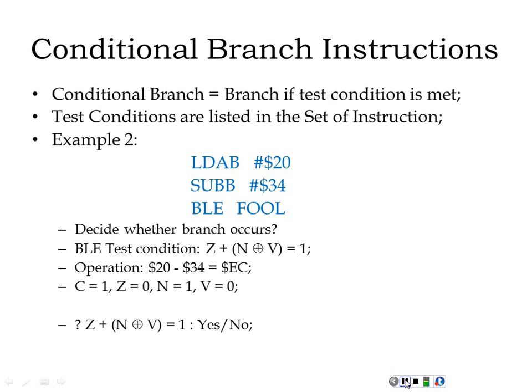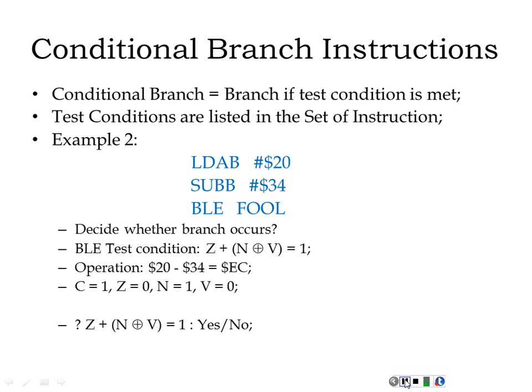The C flag is set, because you are subtracting a larger number from a smaller number. The Z flag is not set, because the result is not 0. The N flag is set, because EC is a negative number. The V flag is not set, because this is a subtraction where both numbers are positive. Remember, in subtraction, the numbers have to have different signs for overflow. 20 and 34 are both positive, so the V flag will never be set here. So all these flags we know exactly.